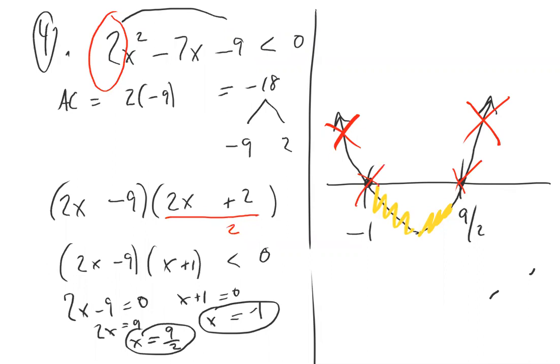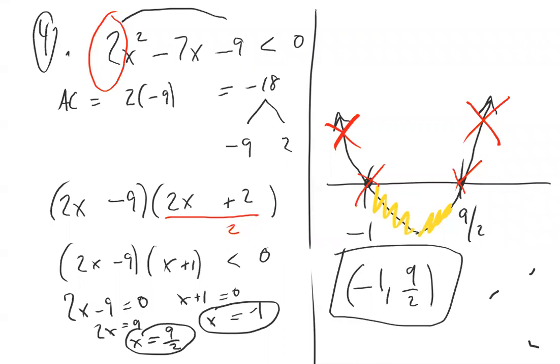So the only solution to this is between -1 and +9/2. And it can't equal the numbers on either side. So it's going to have parentheses around both of them. So there we go. Now, problem 5.